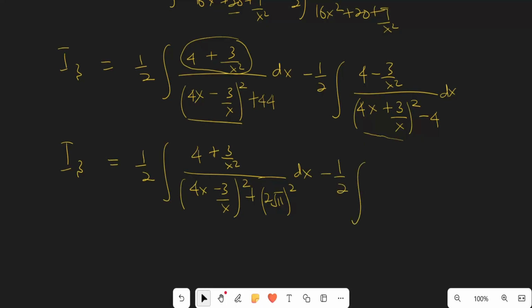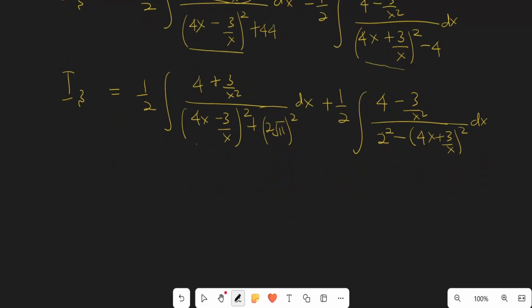minus 1/2 the integral. I can factorize negative out of this one. That will be plus here. And we have 4 minus 3 over x squared divided by 4, and 4 can be written as 2 squared, minus 4x plus 3 over x all squared dx. So the differential of each of these is the numerator. So in that case, we can actually find I3 from here.